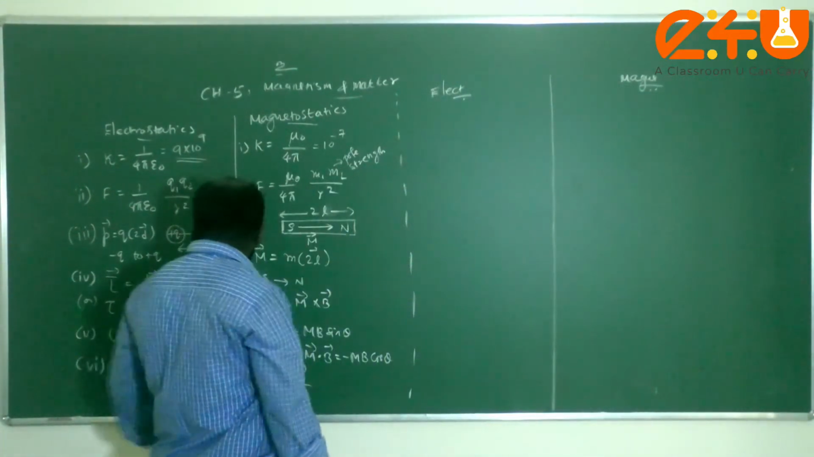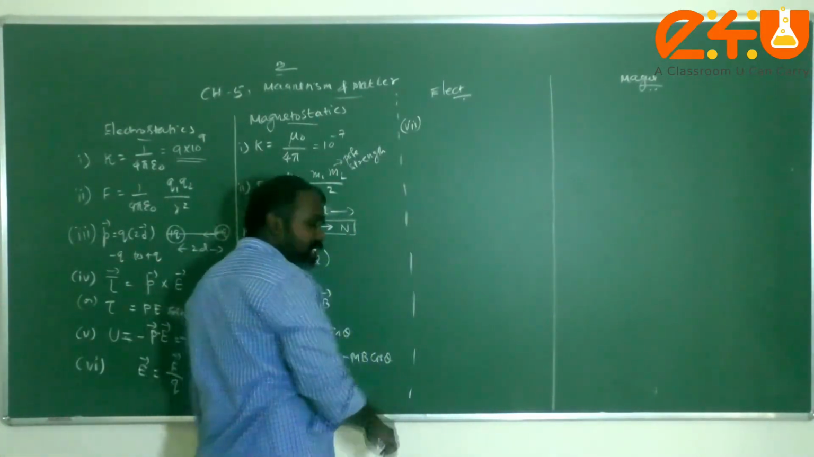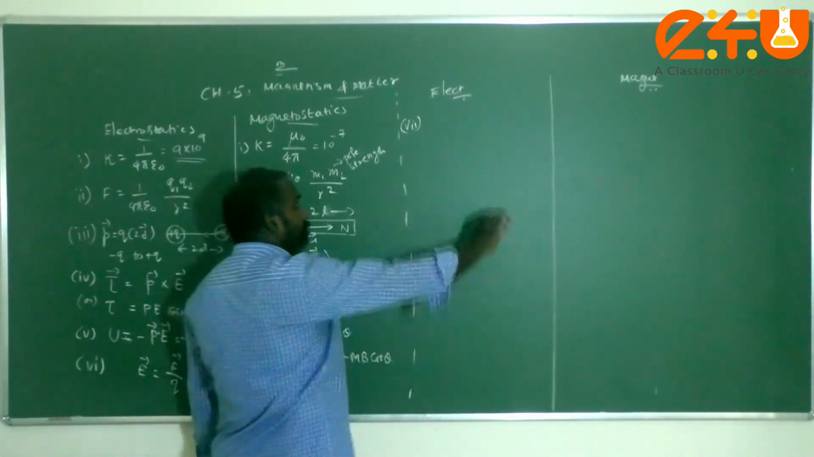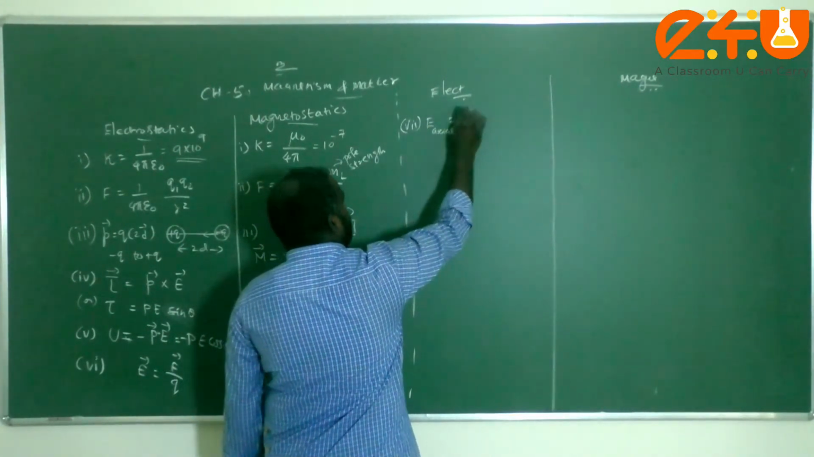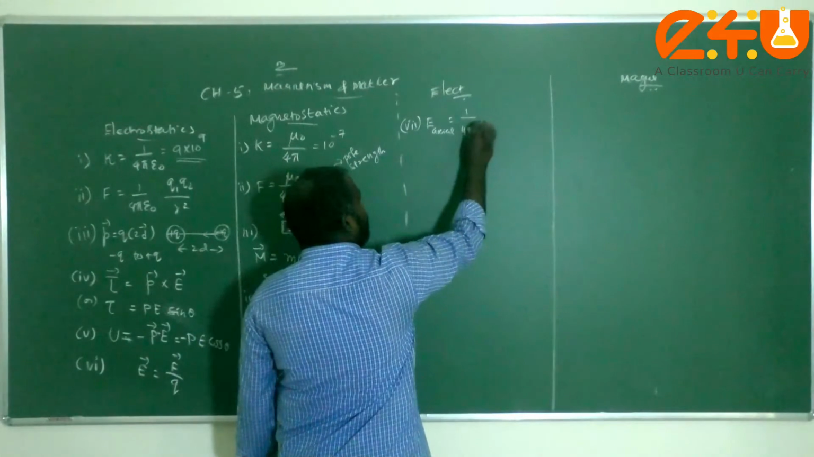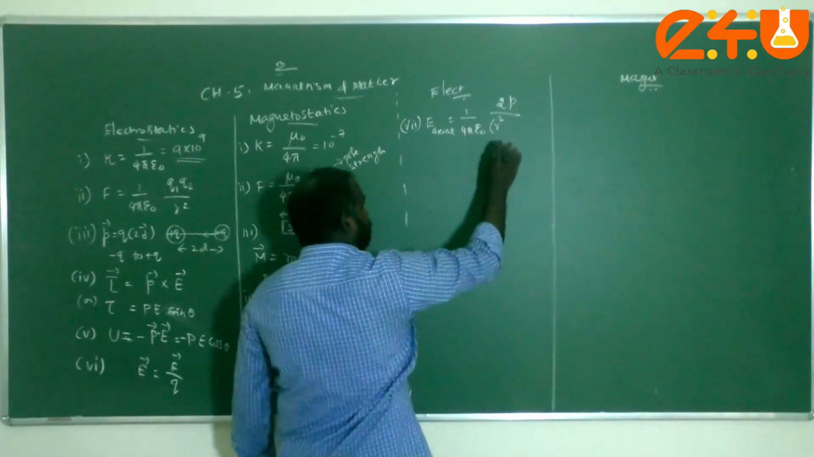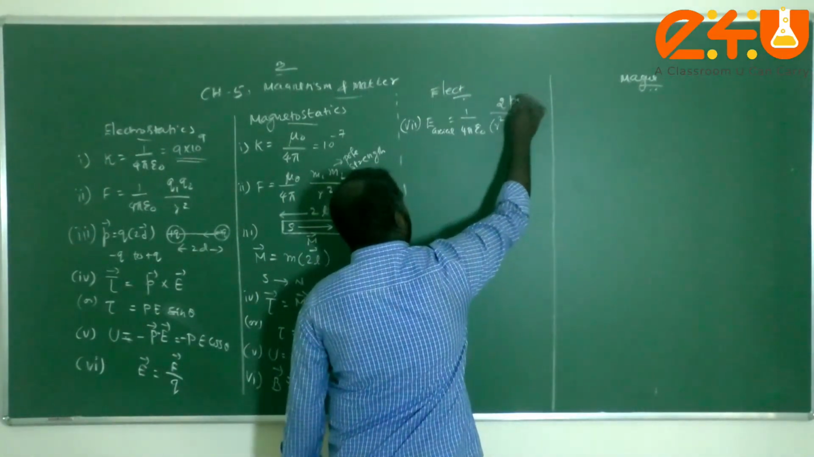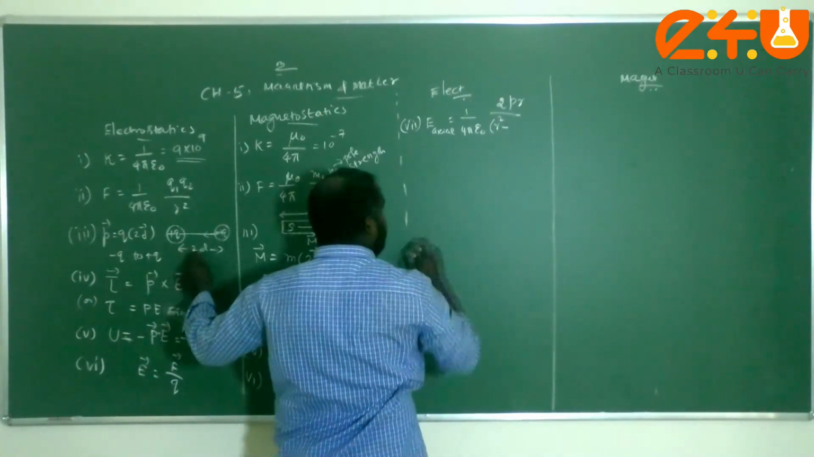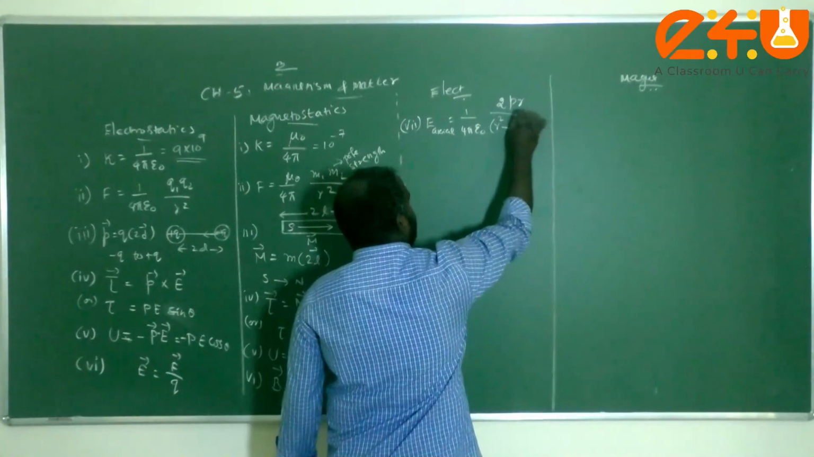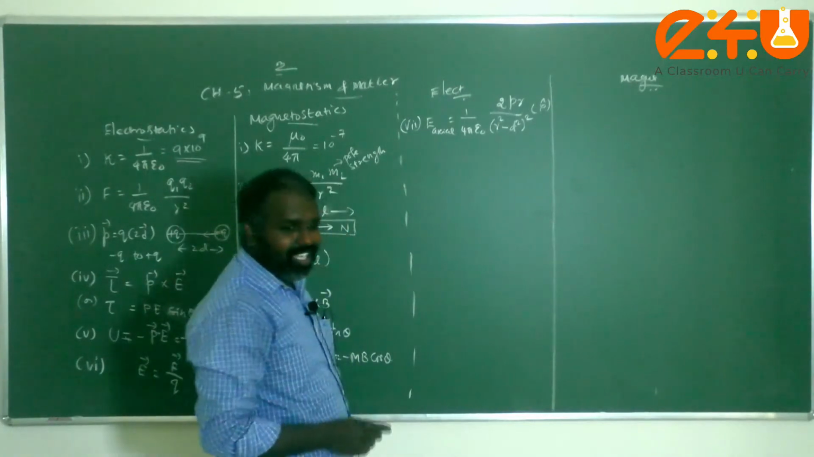Yes, another topic we can compare here, the seventh point, is the axial electric field, E axial, and E equatorial for a dipole. So E axial is equal to 1 by 4 pi epsilon naught, 2p divided by r square minus d square, whole square, where we take the distance as d. The direction is along the positive p cap. This is for the axial electric field.